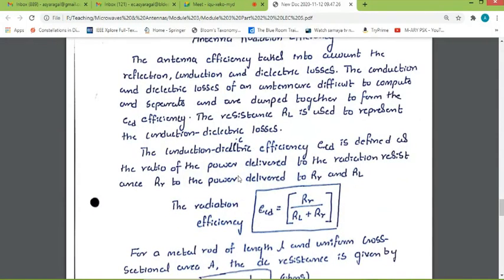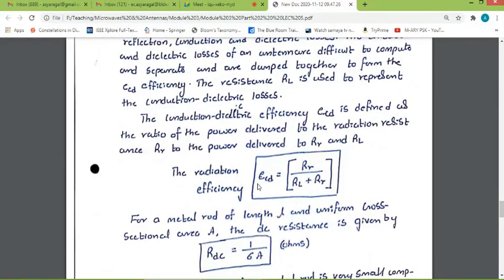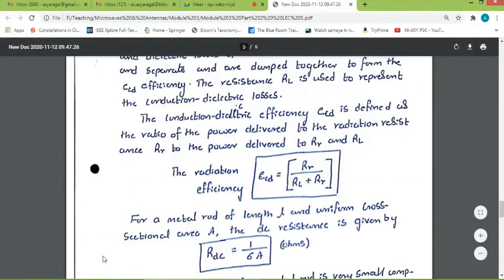Now we need to find the radiation efficiency equation. ECD is equal to RR divided by RL plus RR. RR is the radiation resistance. RL is the resistance offered by the conduction and dielectric losses together. If I wanted to calculate the conduction dielectric efficiency, it is defined as the ratio of power delivered to the radiation resistance RR to the power delivered to the radiation resistance plus the resistance offered by the conduction and dielectric losses. That is the radiation efficiency.